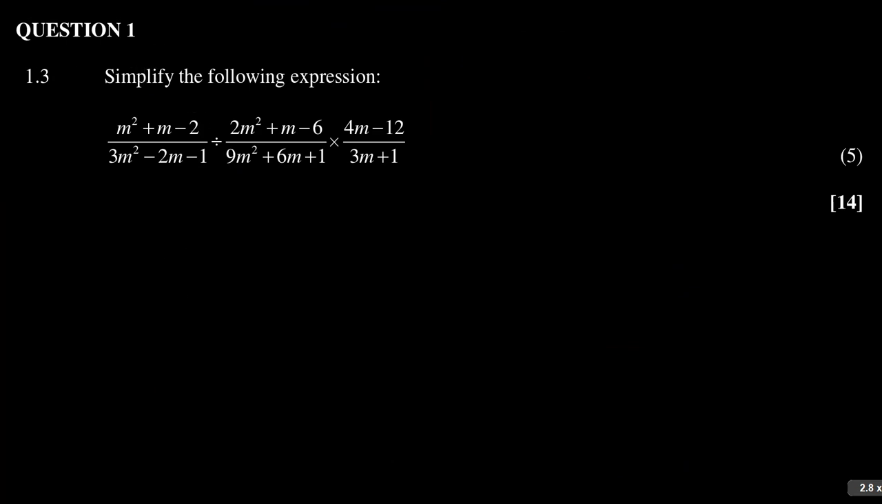Now question 1.3 says you need to simplify the following expression. So that is the aim. You need to simplify, and it's 5 marks, and you can see it now gives you a total of 14, meaning this was the end of question 1.